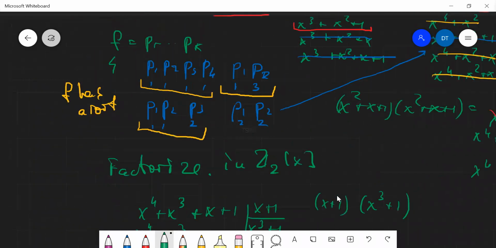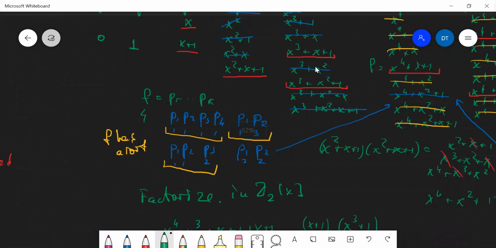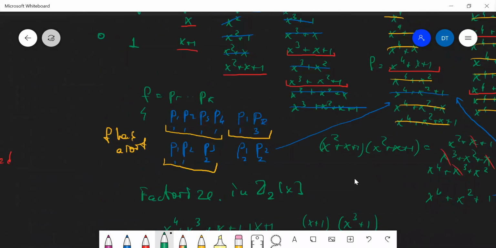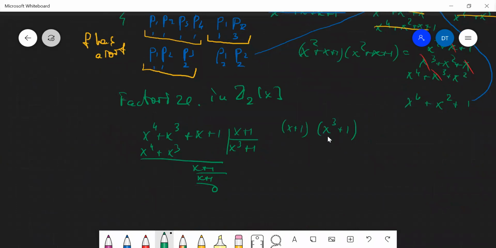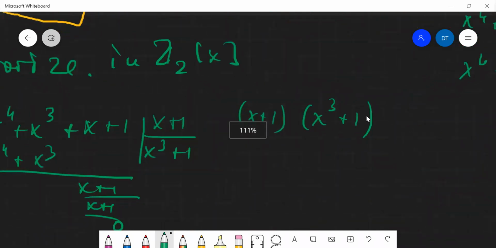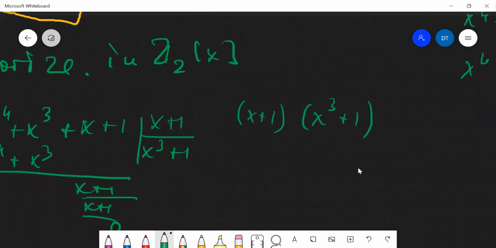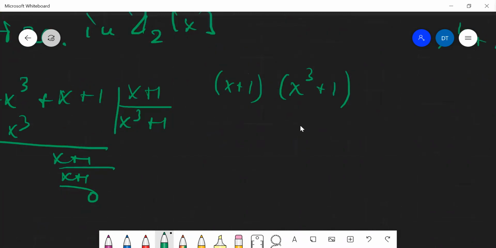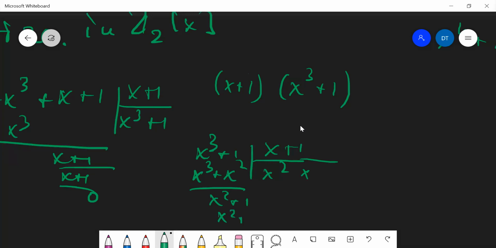Now, again, x cubed plus 1 is not in the list. It was excluded. And actually, there is a reason why, because it has a root. It has the root 1. So now we want to divide x cubed plus 1 by x plus 1 in order to find its decomposition. So you multiply by x squared, so you get x cubed plus x squared, then x squared plus 1, you multiply by x, and you get x squared plus x.